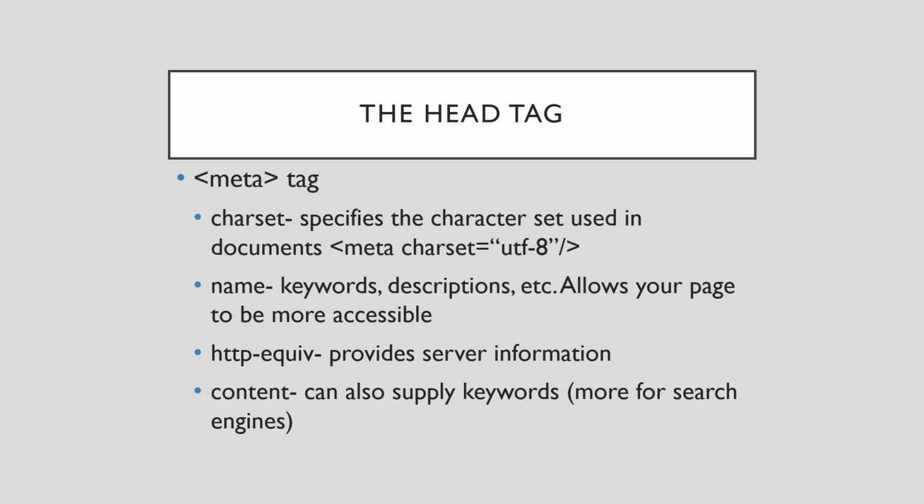The head tag contains the meta tag, as you know. You can put the character set. This specifies the character set used in documents. We always use the meta charset UTF-8. You can put the name, keywords, descriptions, etc., and it allows your page to be more accessible. The HTTP-equiv provides server information. We don't usually talk about that one too much. And then we have content, and this can be supplying keywords, and it's more for search engines.